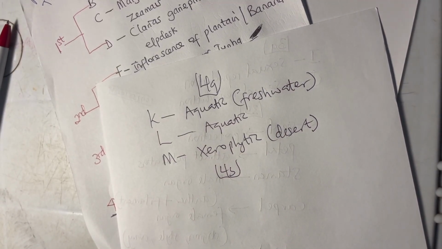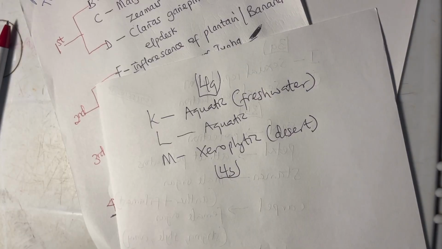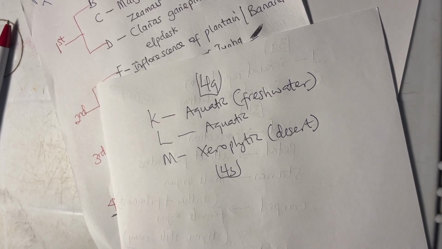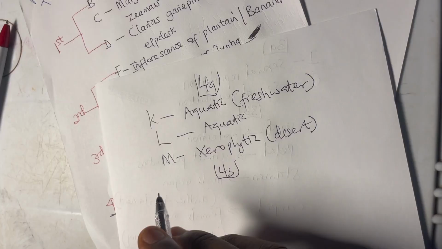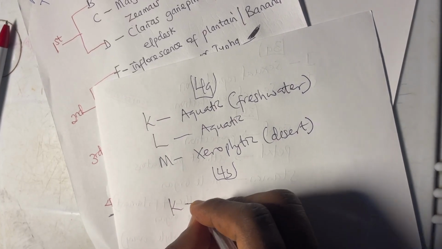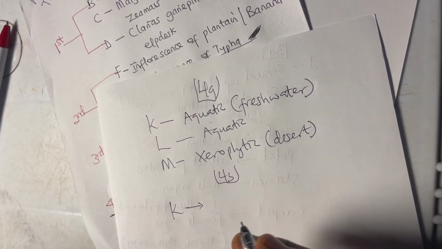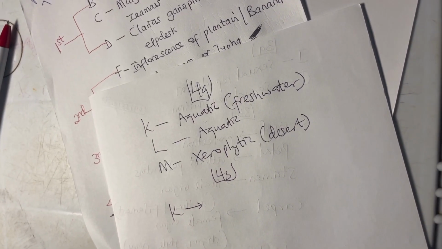Another thing they can ask you, let me name that 4B, is that you should identify two structural adaptations of each specimen to its habitat. So two structural adaptations of each specimen to its habitat. Now, what are the adaptations for K to its habitat? K has flat leaves for flotation.